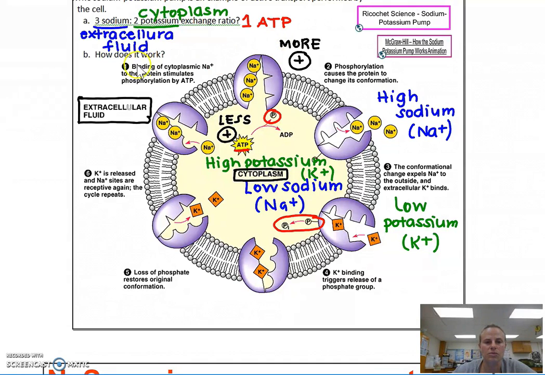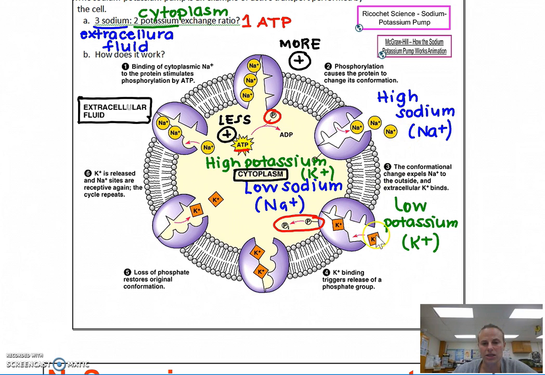So what's the process? First of all, 3 molecules of sodium are going to bind to our protein that is embedded in the membrane while it has the configuration of being open towards the cytoplasm. This occurs once ATP is phosphorylated. Once that happens, it causes a conformational change. Now my protein opens to the extracellular fluid and my 3 sodium are released.